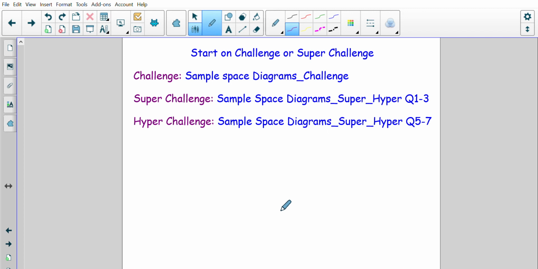So now I'd like you to either do the sample space diagrams challenge sheet, or you can start on the super challenge. So open the sample space diagram super challenge sheet and start on question 1. Okay, everybody start on the challenge or the super challenge.